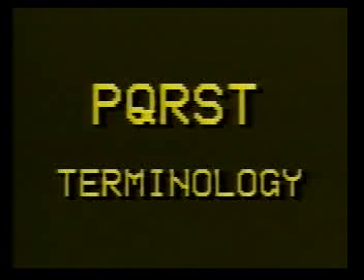This is the terminology used to describe the various waveforms of an electrocardiographic tracing. The first wave is the P wave, which represents depolarization and contraction of the atria. The next is the QRS complex, which represents the depolarization and contraction of the ventricles.